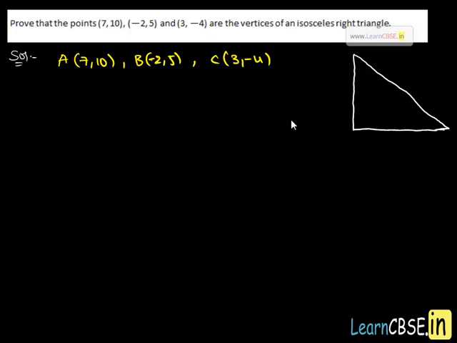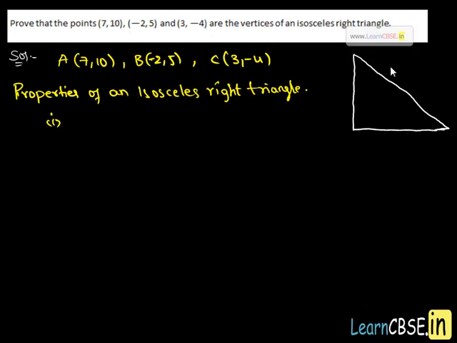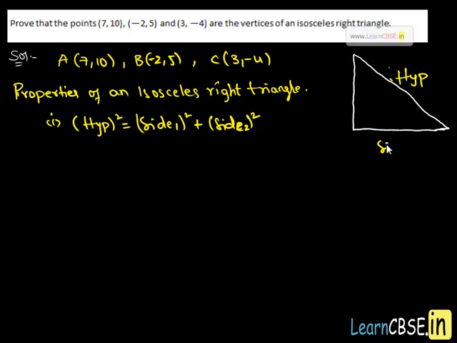One of the ways to prove A, B, C are vertices of an isosceles right angle triangle is to use the properties of an isosceles right angle triangle. Here we have two properties. In the first property, hypotenuse square is equal to the sum of the squares of the other two sides. For a triangle to be an isosceles triangle, any two sides must be equal. That means side 1 is equal to side 2.